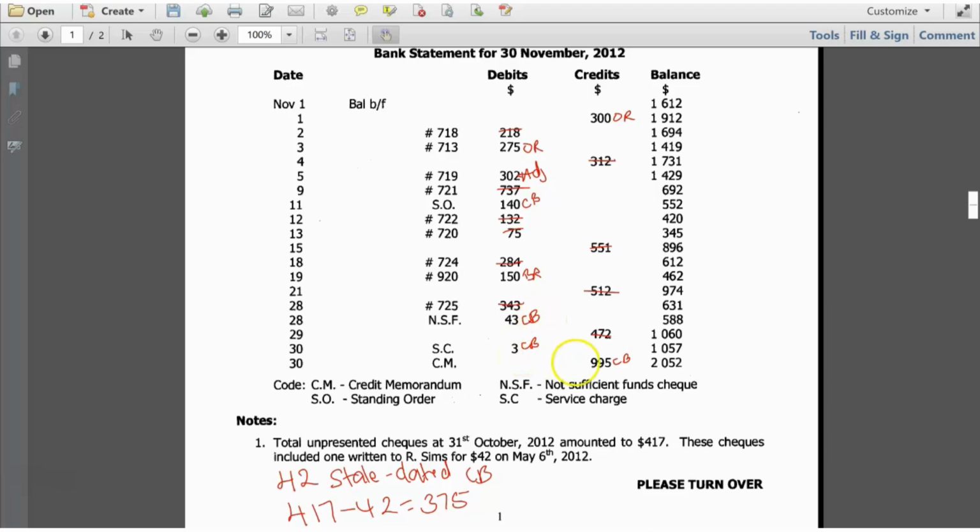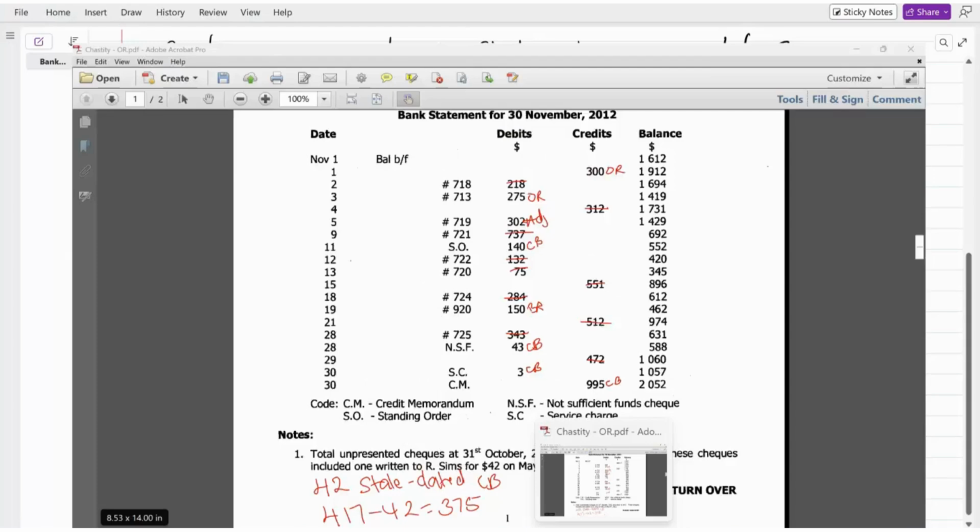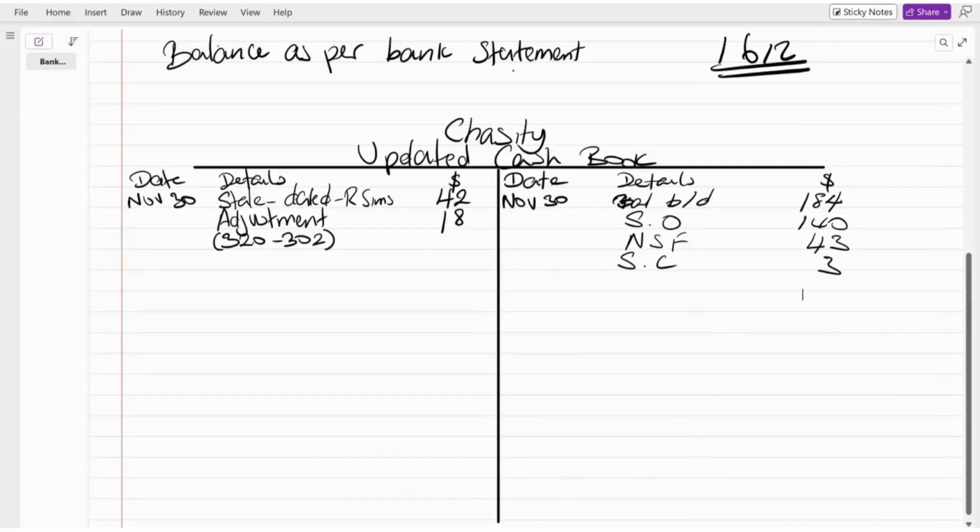and we have that on our credit side. Finally, we have that credit memorandum, which they told us was a dividend, and that will go in our cash book on which side? The debit side, because it's income. So it's on the credit side of the bank statement, and it will go on the debit side of the cash book. So we write that in, dividend for $9.95.